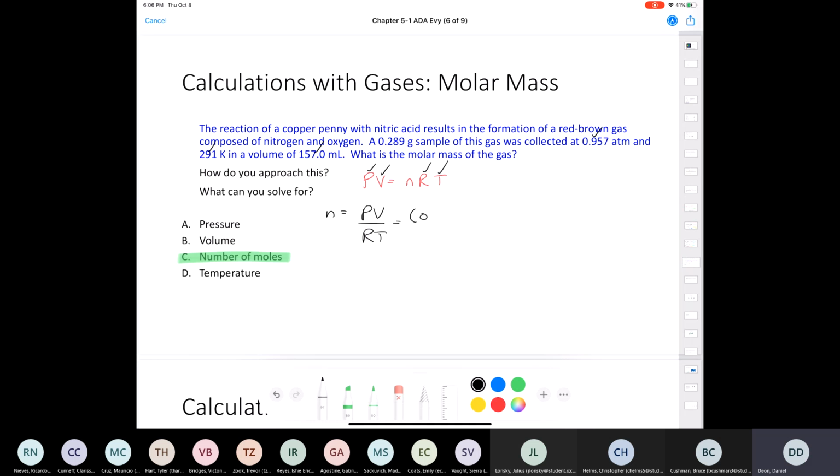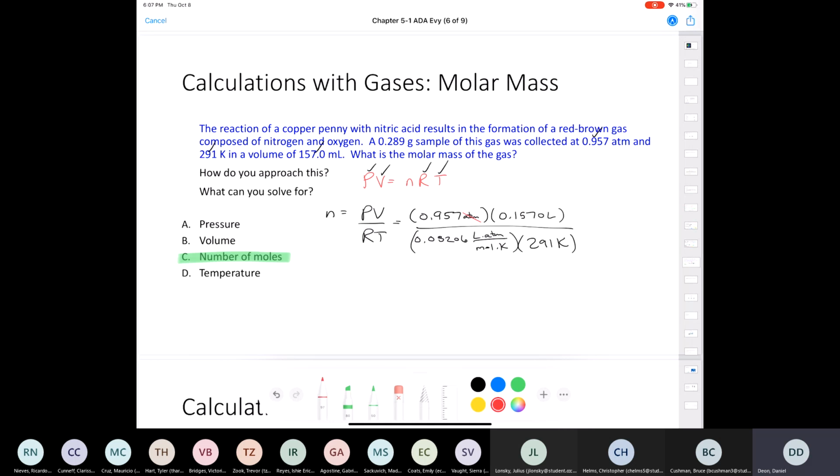Our pressure, 0.957 atmospheres. Our volume, 157 milliliters. I'm going to go ahead and convert that into liters in my head. I just divide that number by 1,000. So I get 0.1570 liters. I've got my gas constant down by now, 0.08206 liter atmospheres per mole Kelvin. And my temperature, which is already converted into Kelvin, 291 Kelvin.